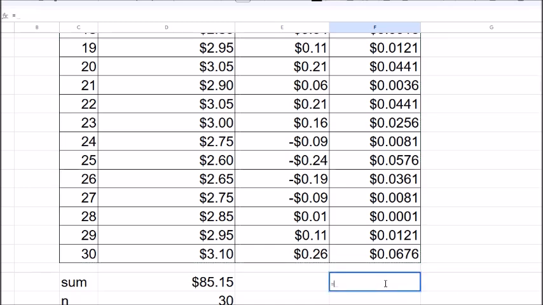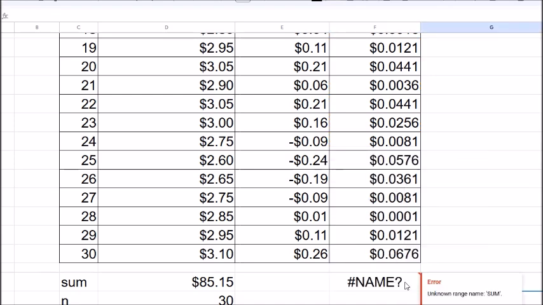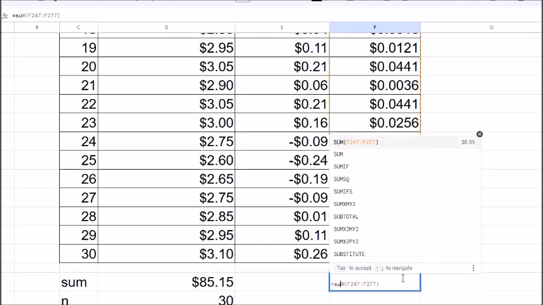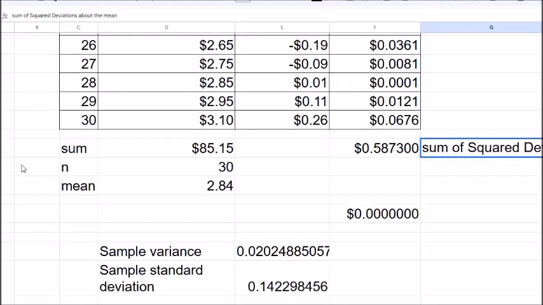So I want equal SUM, and then add all these values together. And it's 0.5873. Again, this is called the sum of squared deviations about the mean.